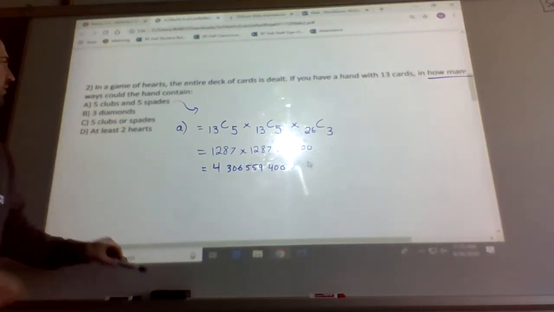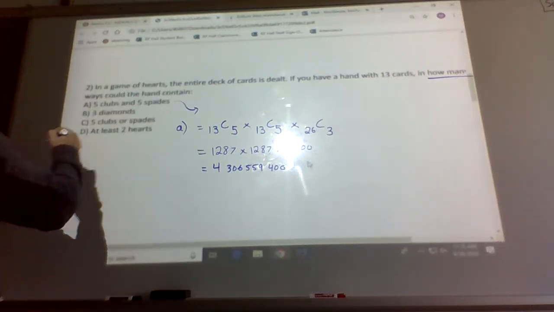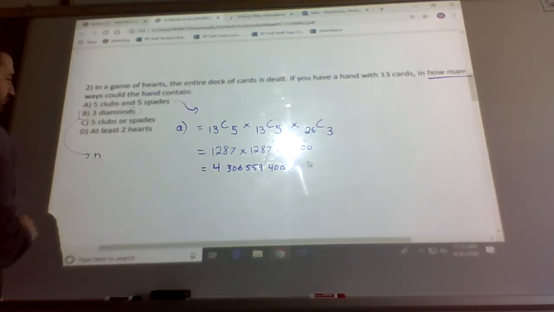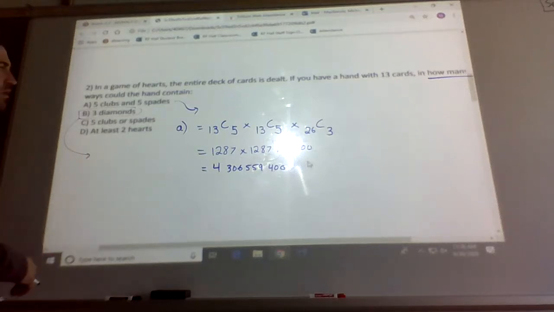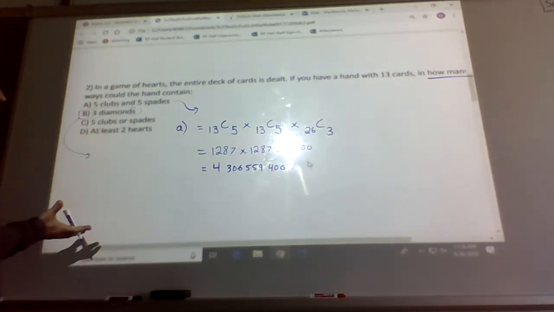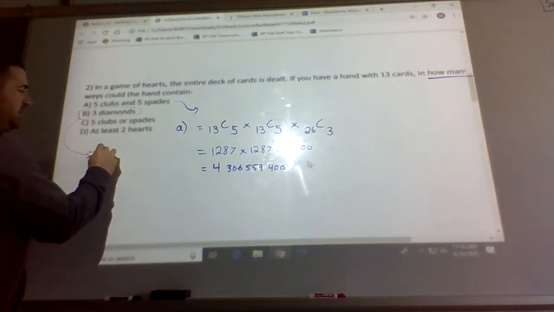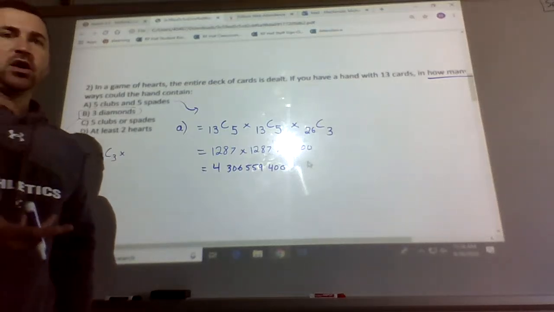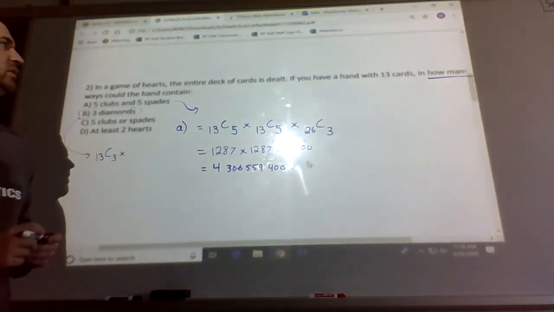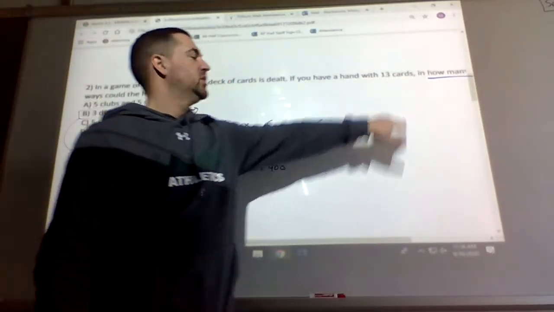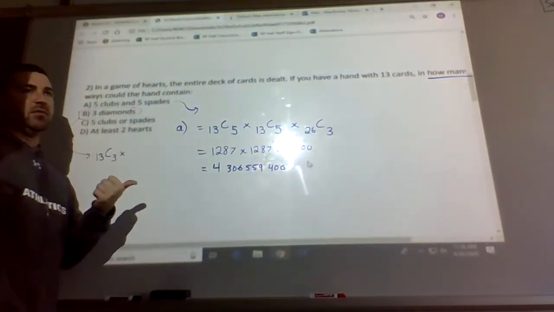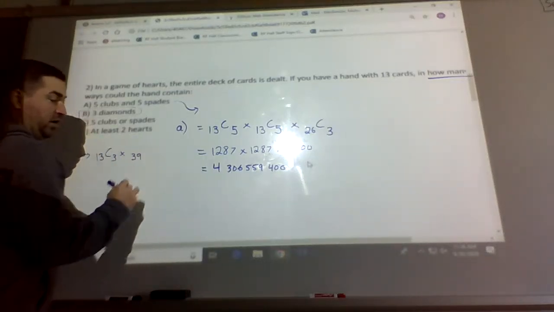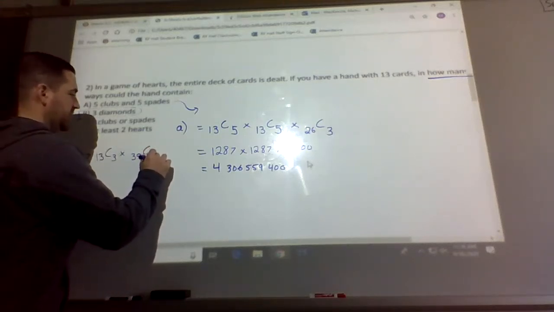Okay, let's go to B now. B says, how many ways can we have three diamonds? So out of our 13 cards, we want three of them to be diamonds. So we have 13 diamonds, and we're choosing three of them. Then we have to fill up our hand with another 10 cards to make our 13 cards in our hand. The other 10 have to come from the remaining clubs, spades, and hearts. So that leaves us with 39 more cards, and we're choosing 10 of them.